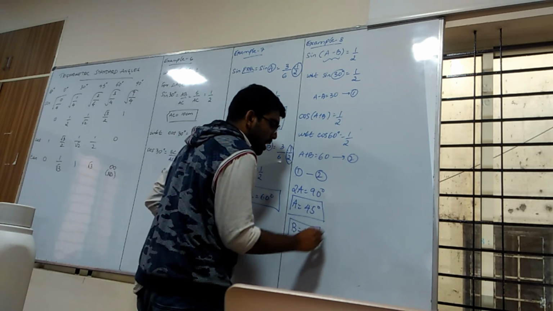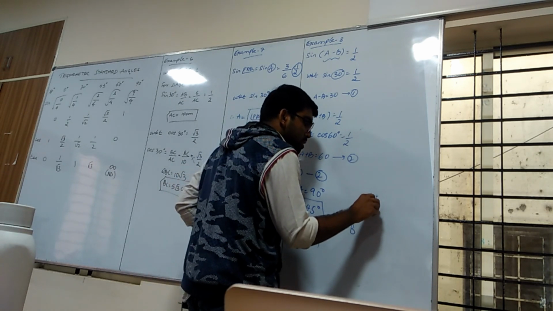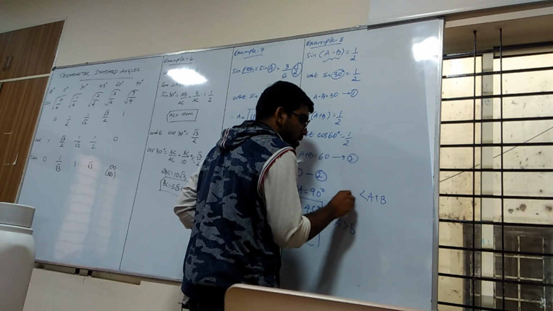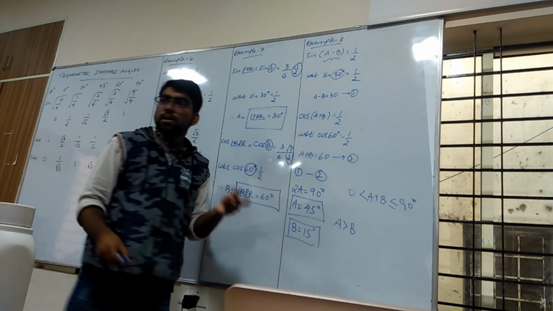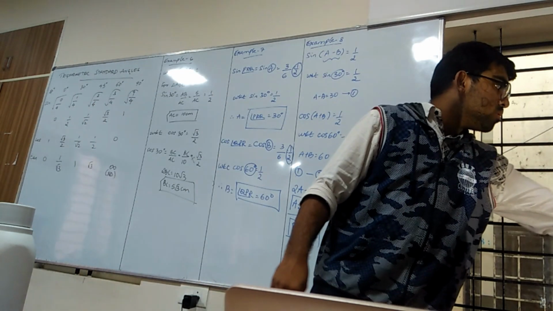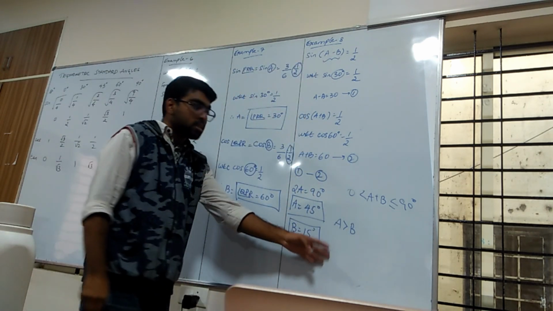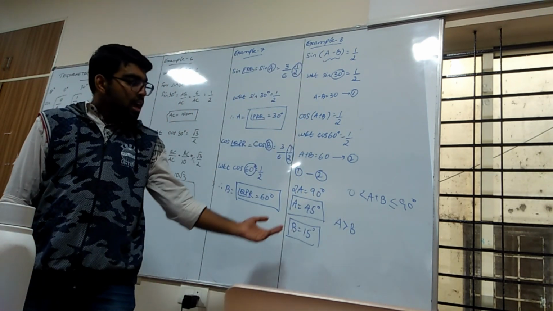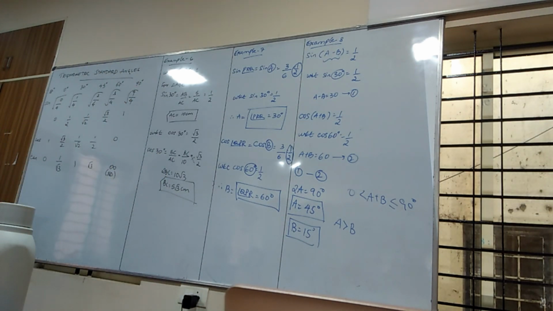Is it satisfying the condition A is greater than B? A plus B lying between 0 and 90 degrees. Is it satisfying this condition? That was our condition, no? 0 to 90, A is greater than B. Is it satisfying all the conditions? Yes. Values are okay. Doubt?